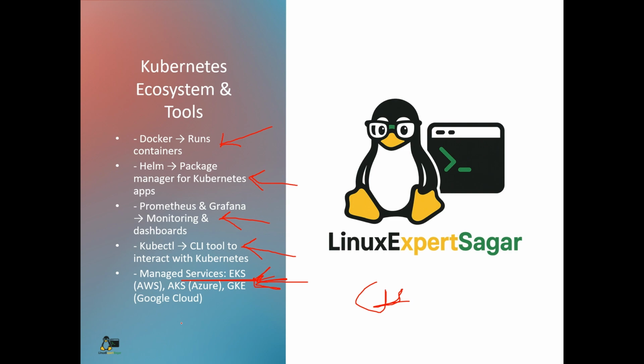Next are managed Kubernetes services. If you don't want to manage everything yourself, cloud providers offer ready-made Kubernetes: EKS on AWS, AKS on Azure, and GKE on Google Cloud. Once you understand Kubernetes, you can work on any platform, from your laptop to the largest cloud providers in the world. So let's wrap this up.